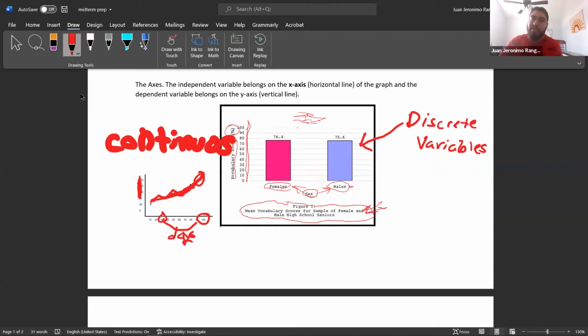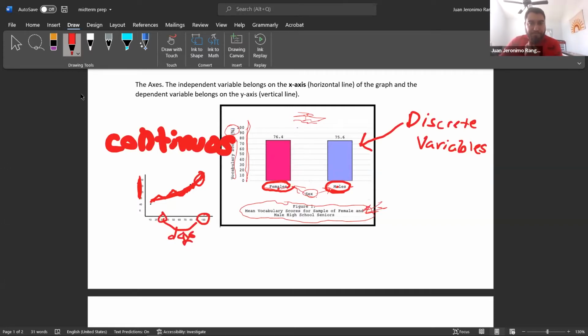Discrete data usually describes things that are in groups. So you have different treatments. Those are the different groups. There's discrete variables, and that's when you use a bar graph.